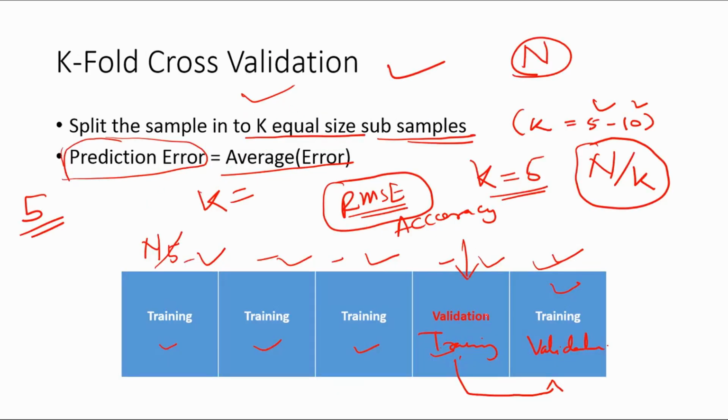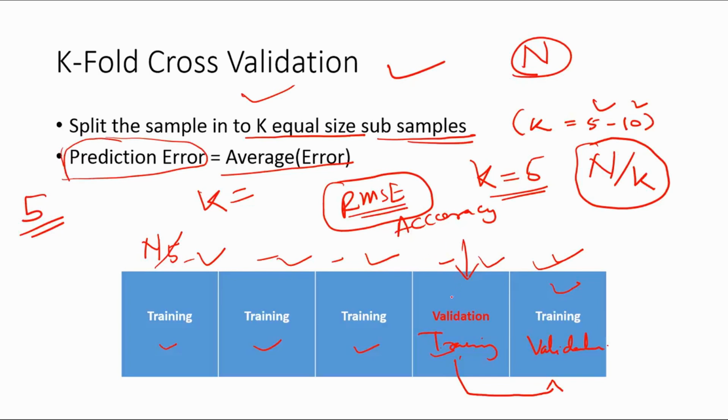Now remember, in holdout sample cross validation, the validation set that you are taking is completely different from the training set, right? The data points in the validation set will never be present in the training set. So that's the criterion for holdout cross validation.